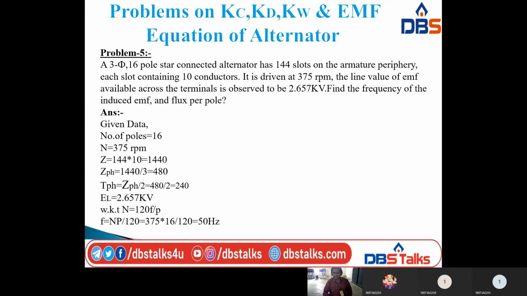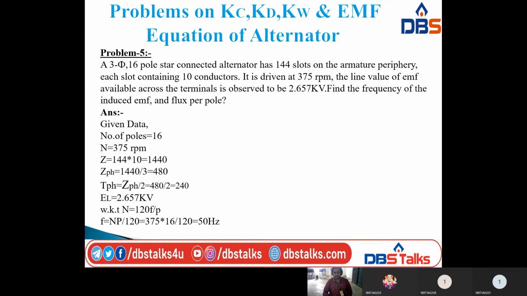Go to the problem. Here it is driven at 375 rpm, that means the speed is given, n is equal to 375 rpm. The line value of EMF available across the terminals is observed to be 2.657 kilovolts. We have to calculate the frequency of the induced EMF and the flux per pole.